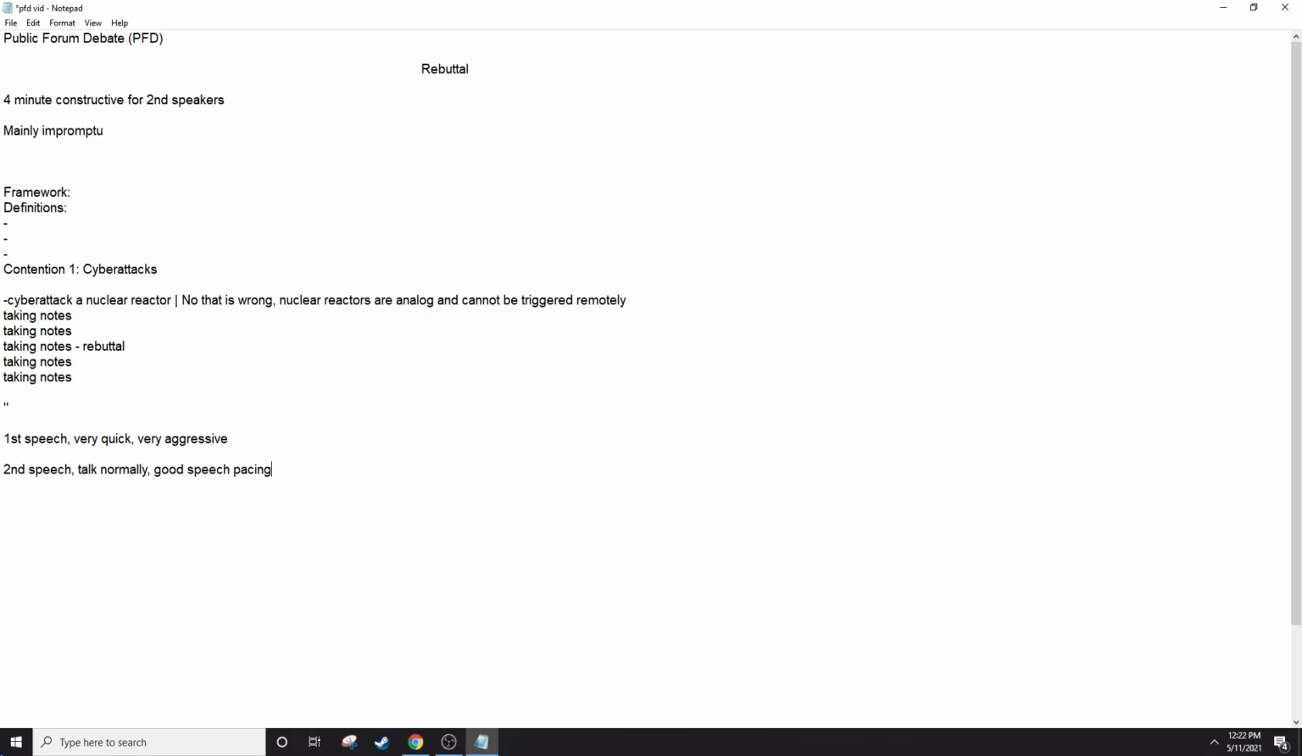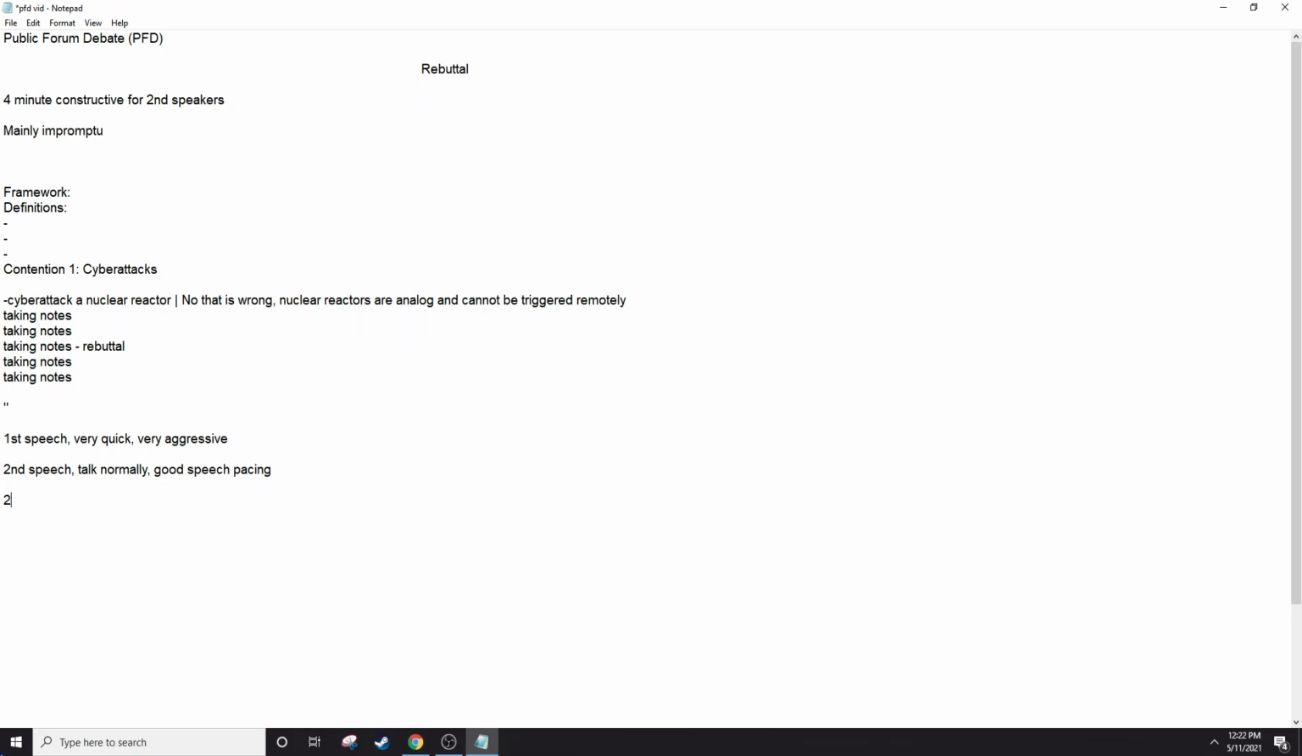Oh man, if you just have a good speech pacing, you understand how to structure your speech on the fly, you can talk normally so you can think more, then what's going to happen is you structure your rebuttal.